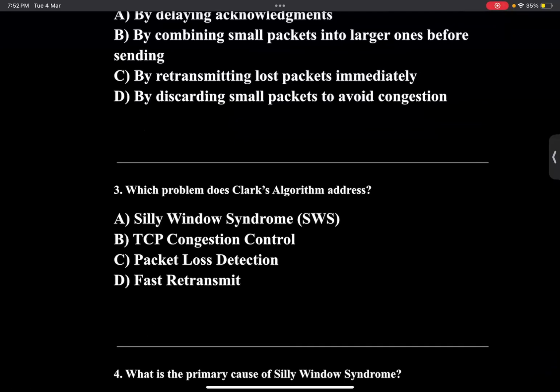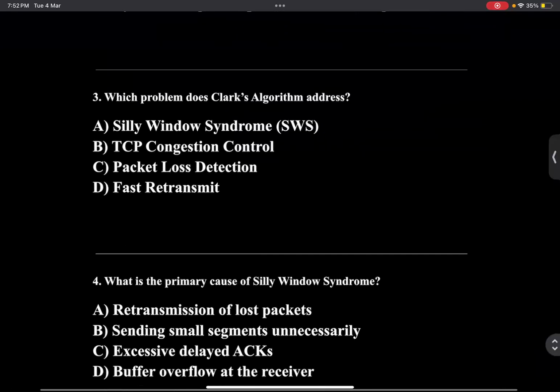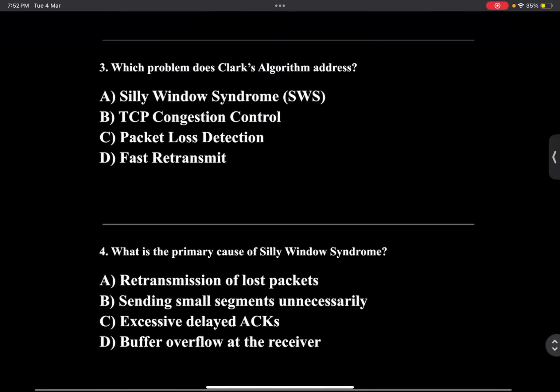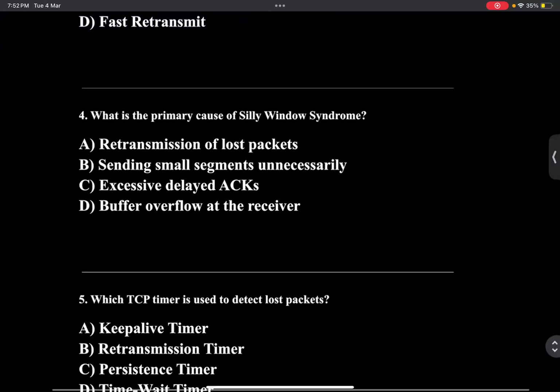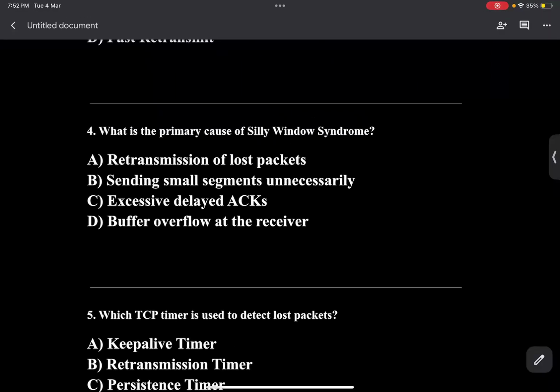Yes, others can also participate. I want everyone to participate here. Yes, it's 3A. What is the primary cause of silly window syndrome? This also we have discussed now only. Yes, come on.